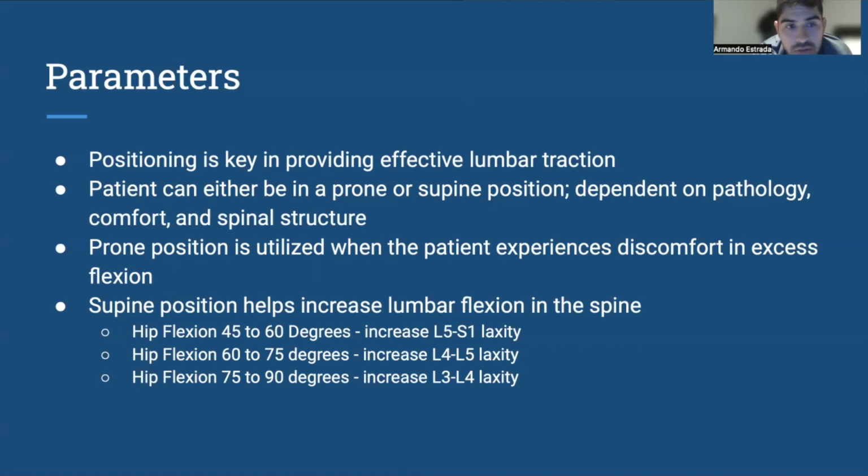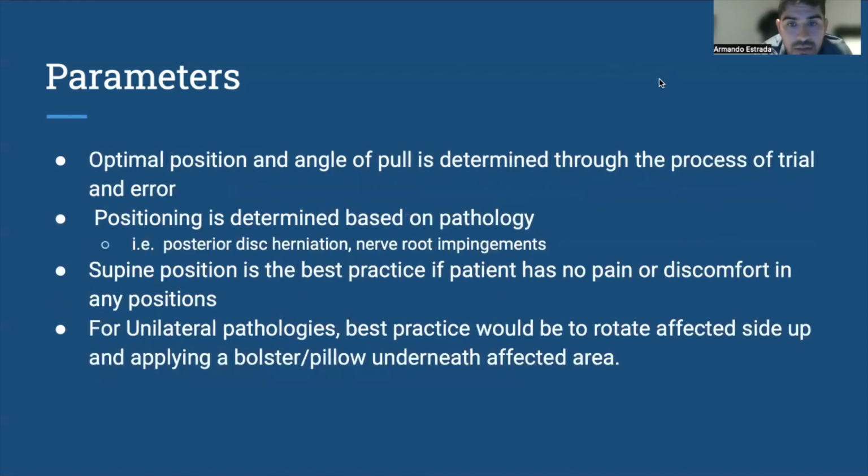However, there's also supine positioning, which helps increase lumbar flexion of the spine greater than prone, because of the amount of hip flexion that you can get as compared to the prone position. So here I've listed some hip flexion degrees which would increase the laxity of certain vertebrae. Hip flexion of 45 to 60 degrees can help increase L5-S1 laxity. Hip flexion of 60 to 75 degrees can help increase L4-L5 laxity. And lastly, hip flexion of 75 to 90 degrees can help increase L3-L4 laxity. So just some key numbers there.